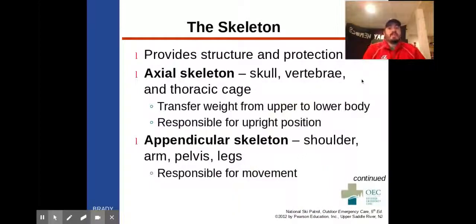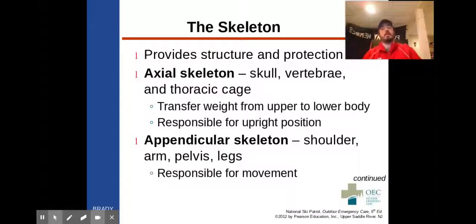So let's break down the skeleton while we're talking about anatomy, right? There's two parts to the skeleton that we break it up into. We have the axial and the appendicular skeleton. So the axial refers to the skull, the vertebrae, and the thoracic cage. And this is what connects your upper to lower body. It's what helps us sit upright. Versus your appendicular skeleton is all the bones attached to your shoulder, your arms, your pelvis, and legs, which are responsible for movement.